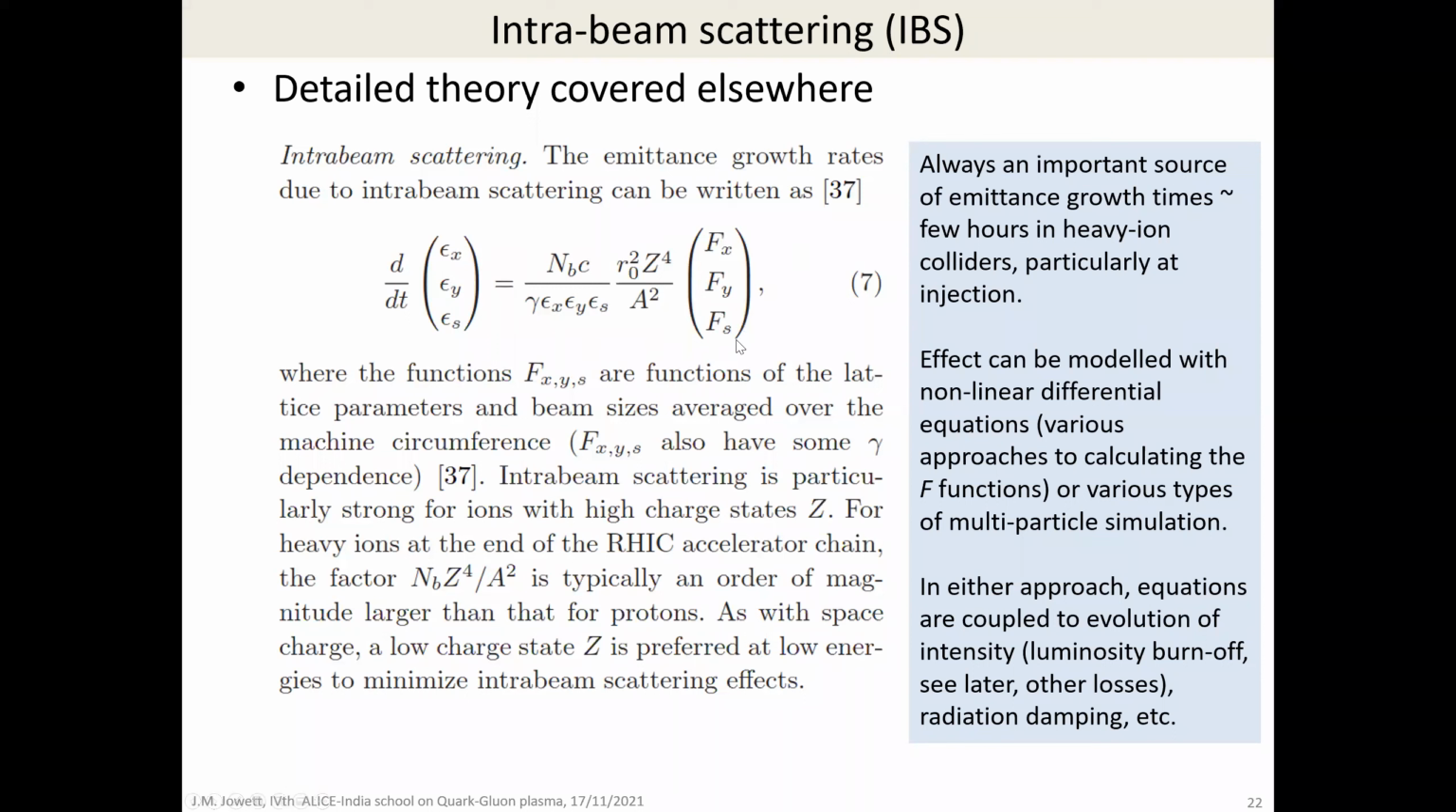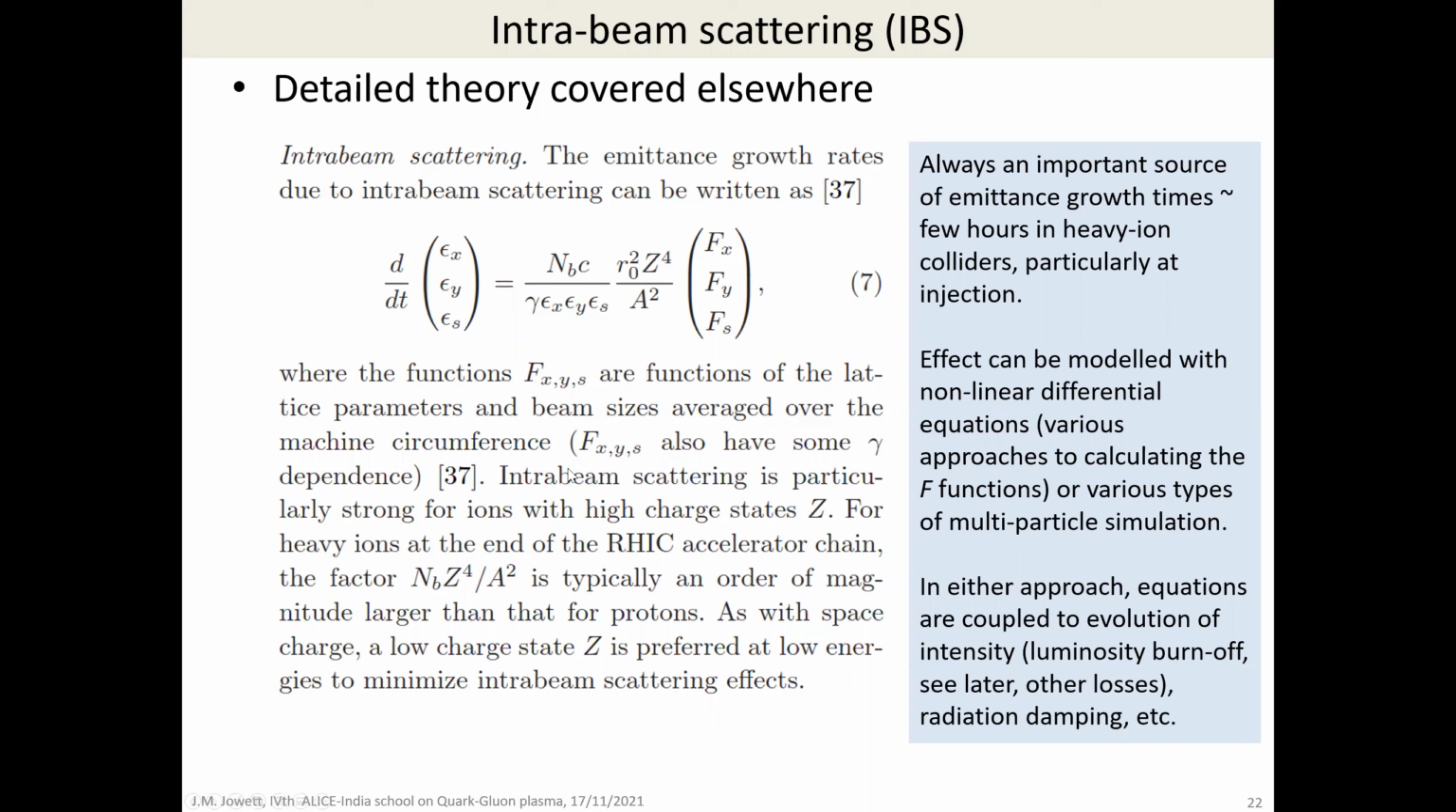These are complicated integrals over the optics of the machine, which I'm not showing. But you can see that high charge particles are much more subject to this. So the growth times of the emittances are between half an hour to a few hours, depending on the parameters in the LHC at injection and also in collisions.